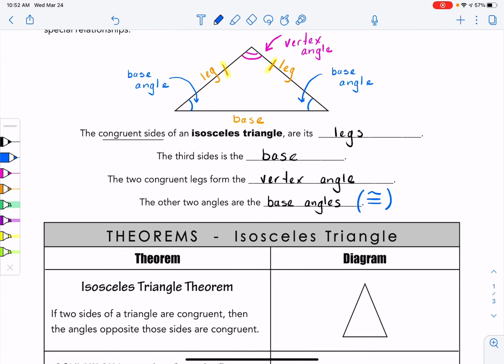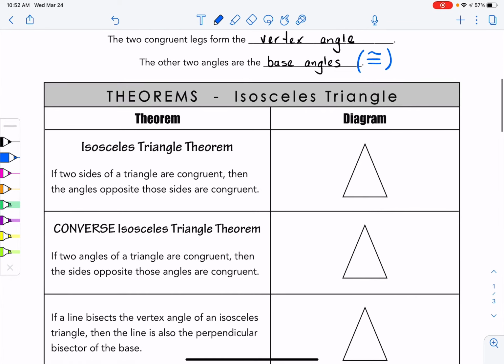There are a few theorems that we're going to go through. The first theorem is the isosceles triangle theorem. This states that if two sides of a triangle are congruent, then the angles opposite those sides are congruent. So if we have this side and this side congruent, then we automatically know that the angles across from those congruent sides are also congruent.